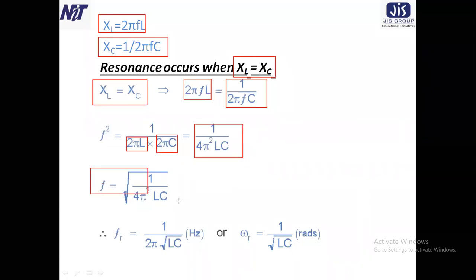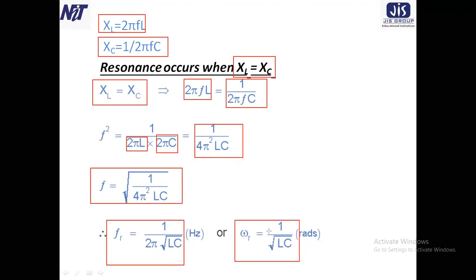So the value of f will be equal to root over 1 by 4 pi square LC. Now here the f_r is 1 by 2 pi root over LC, and omega_r equals 1 by root over LC, because you all know the relation between omega and f: omega equals 2 pi f, right?